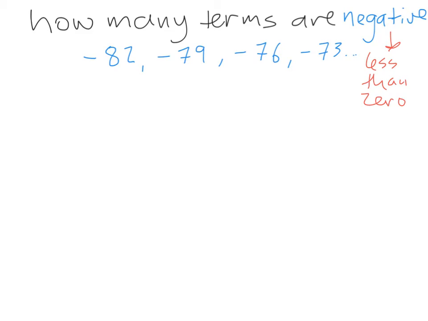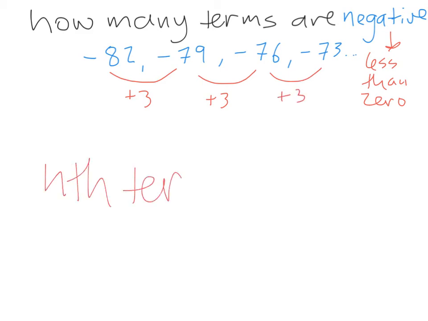To find the nth term of an arithmetic or linear sequence, we start off by finding the common difference between each term. To get from minus 82 to minus 79, it's going to be plus 3. From minus 79 to minus 76, plus 3. And from minus 76 to minus 73, plus 3. So our nth term is 3 with an n stuck on, that's the first part.